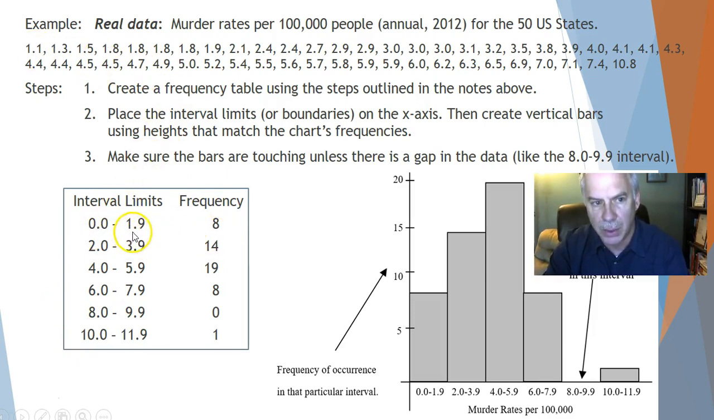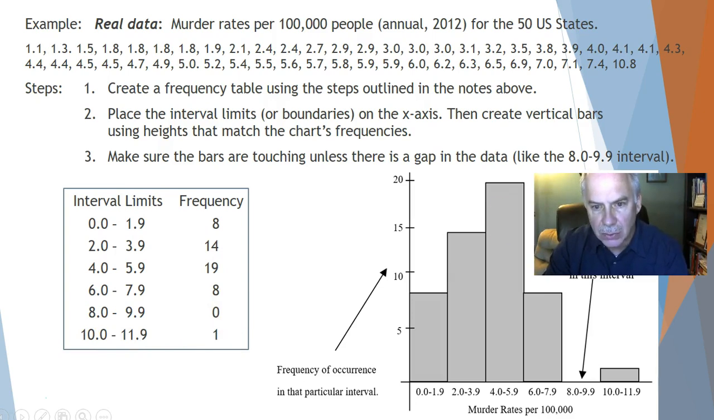From 0 to 1.9, there's 1, 2, 3, 4, 5, 6, 7, 8. There's 8 values from 0 to 1.9, and that's where I got that one. And then there's 14 from 2.0 to 3.9. I counted all these 14 values all the way to 3.9, and there's 14 of those. And then from 4 to 5.9, there's 19 of those numbers. You can count them. And then 8 in the next class, there's none in the class from 8 to 9.9. There's that gap in the data. And then from 10 to 11.9, there's 1.